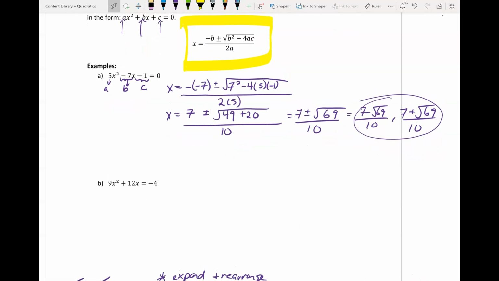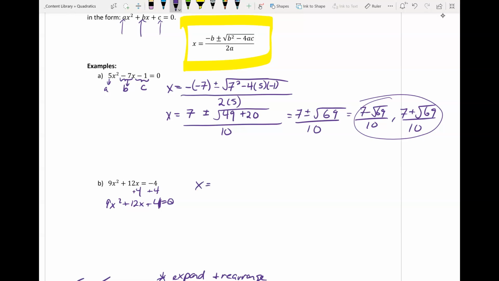Okay, let's try the next one. So we need to get this into standard form before we begin. I'm going to add 4 on both sides so that our quadratic is set to 0. And then we want to solve for this. And we're going to use the quadratic formula to do that.